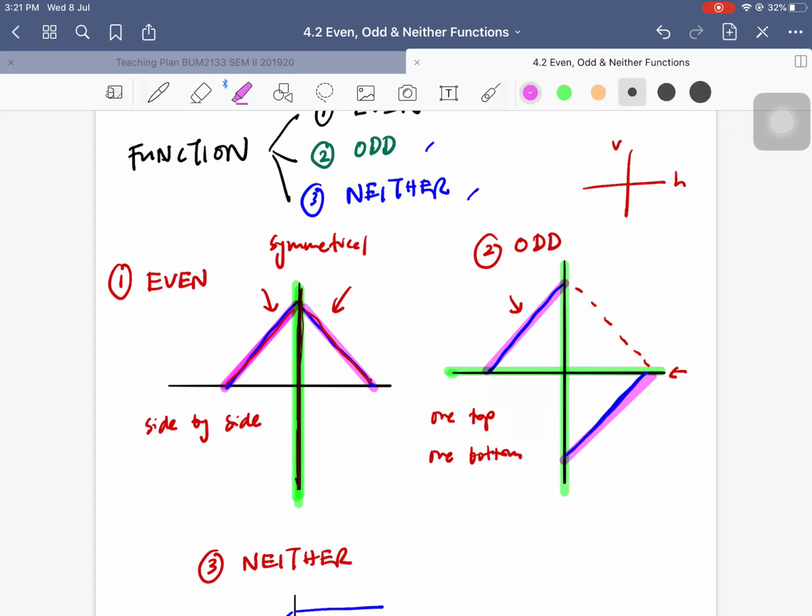Alright, so the prominent feature is that one line is going to be at the top, one line is going to be at the bottom, and they are going to be separated by the axes, both axes right here. Okay, so that is an example of an odd function.